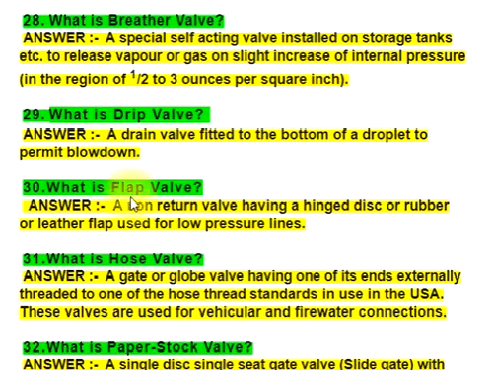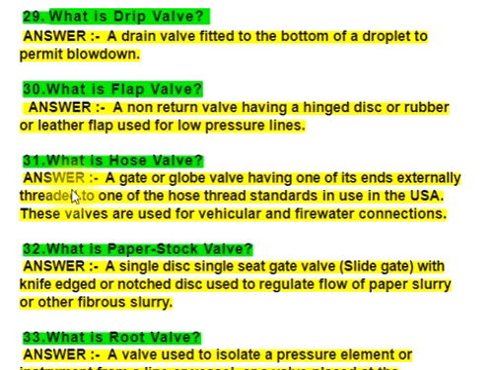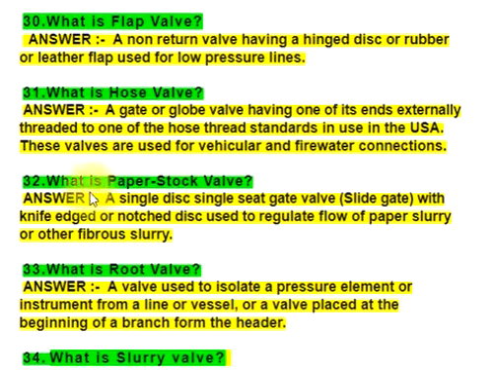30. What is flap valve? Answer: a non-return valve having a hinged disc or rubber or leather flap used for low-pressure lines. 31. What is hose valve? Answer: a gate or globe valve having one of its ends externally threaded to one of the hose thread standards in use in the USA. These valves are used for vehicular and firewater connections.